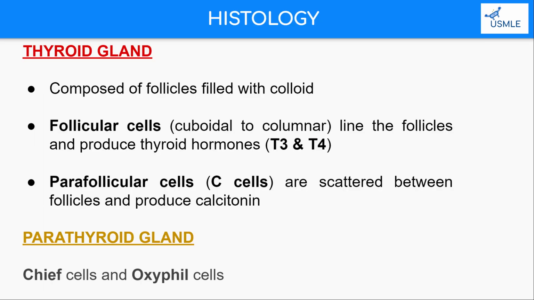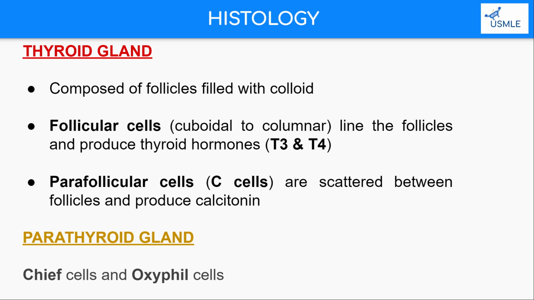Next, the thyroid gland has follicles lined by simple cuboidal epithelium. It has 2 types of cells, follicular cells and parafollicular cells. The follicular cells line the follicles and produce thyroid hormones T3 and T4, whereas the parafollicular cells, or C cells, are scattered between the follicles and produce calcitonin. These are important in reference to a carcinoma called medullary thyroid carcinoma, which we will be studying later on.